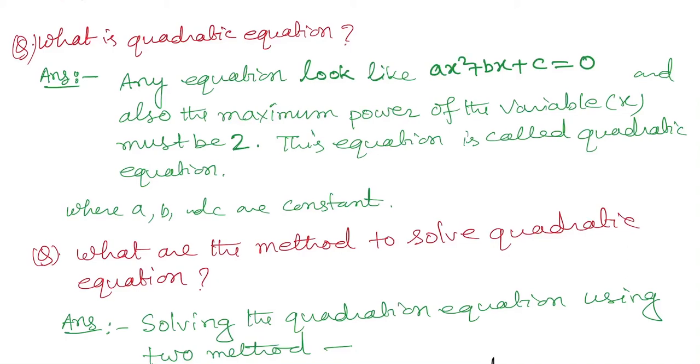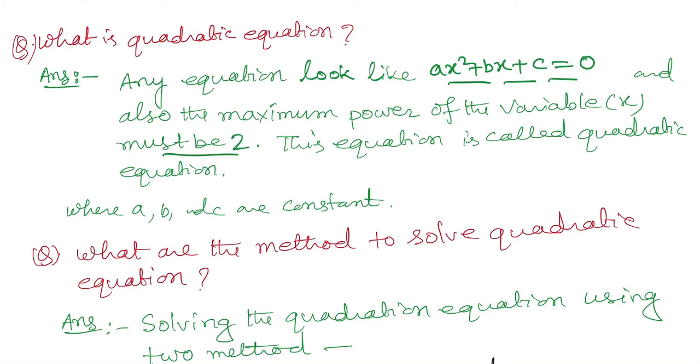Today I'll discuss the quadratic equation. Now, what is the quadratic equation? Any equation that looks like ax square plus bx plus c equals 0, where the maximum power of the variable must be 2. This equation is called the quadratic equation.